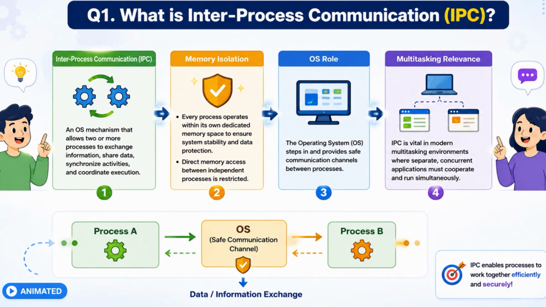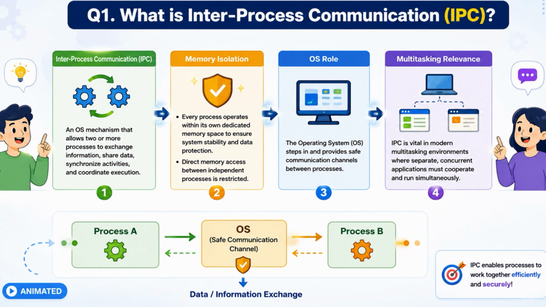Let's start with the most basic question. What is interprocess communication? Interprocess communication, or IPC, is a mechanism provided by the operating system that allows two or more processes to communicate with each other. This communication may involve exchanging data, sharing resources, synchronizing their execution, or coordinating different tasks.